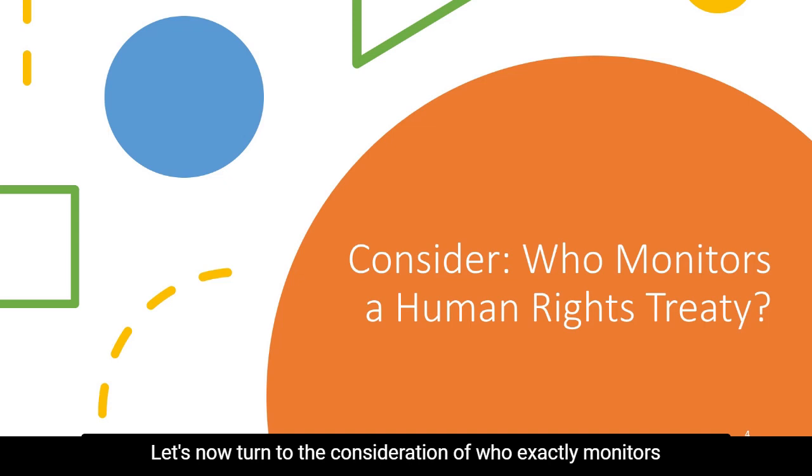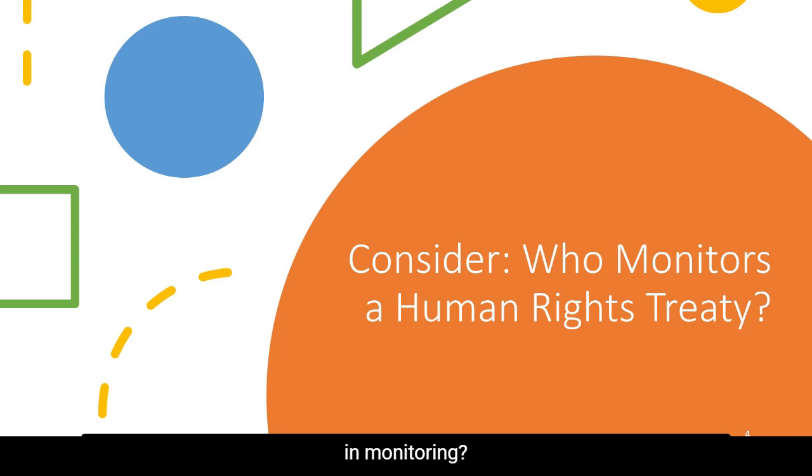Let's now turn to the consideration of who exactly monitors human rights treaties. Take a minute to think about the key actors who might be involved in monitoring implementation of the CRPD, especially in relation to Article 32 obligations. Who do you think the key actors might be? Who is involved in monitoring? Are there actors other than states? If so, who?